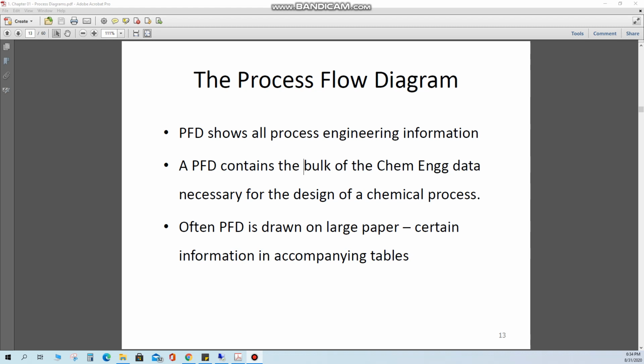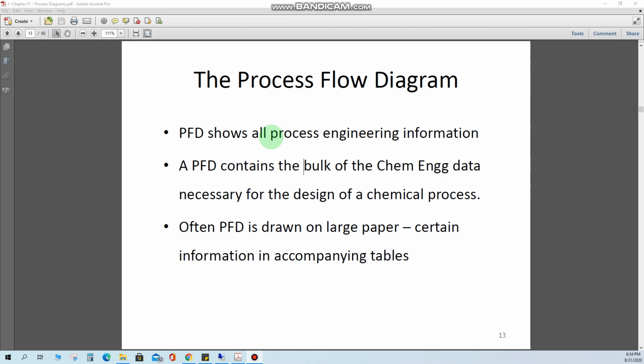So far we have tried to understand the block flow diagram, but now let's talk about the process flow diagram and what are the things that we need to consider for making the process flow diagram. Now, process flow diagram shows all process engineering information. In the process engineering information, you would have to specify the stream compositions.